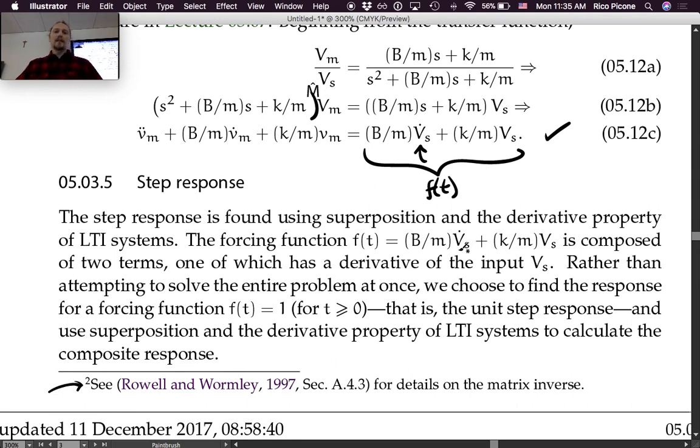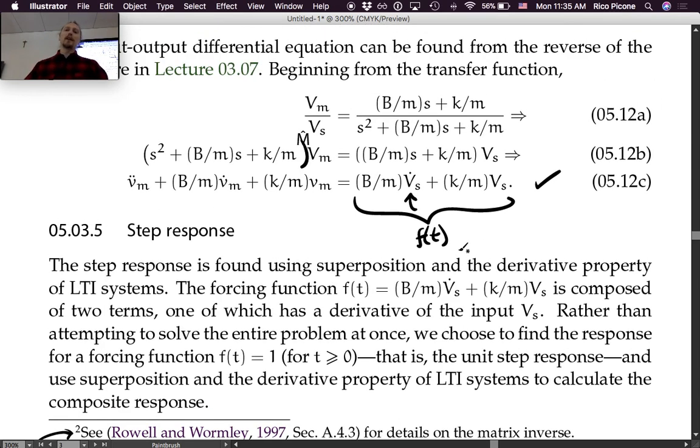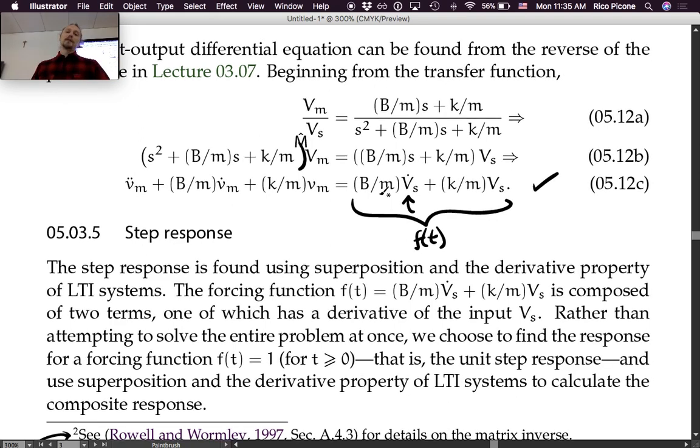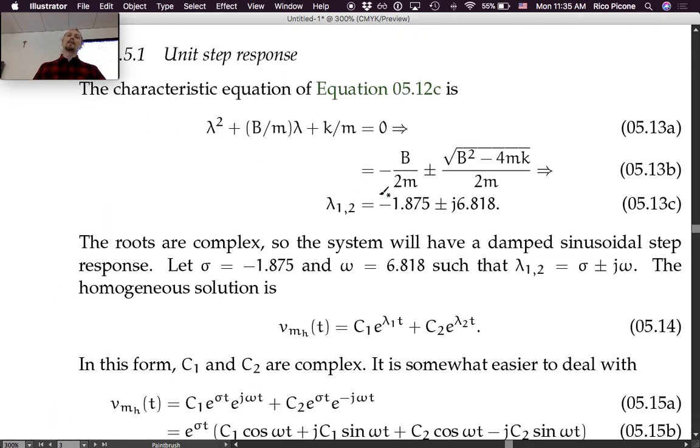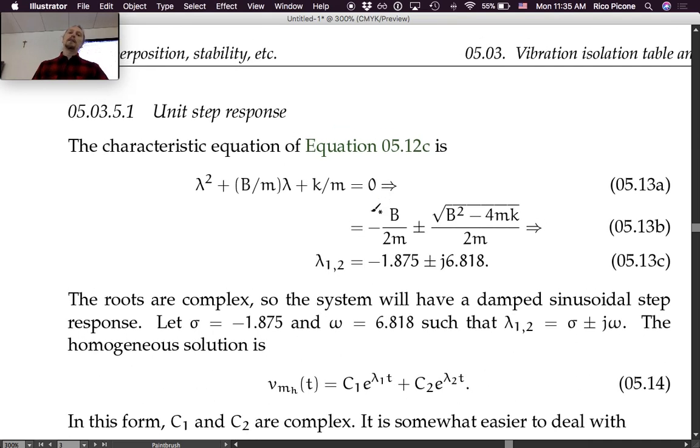So that's generally the plan. Instead of all this mess on the right-hand side, we're going to say f of t is just 1 for now. Then if we scale that 1 by k over m, and we take the derivative of it and scale it by b over m, that's the solution for that whole forcing function. So that is our plan. So first we need to find the unit step response, and we follow the same procedure as usual.